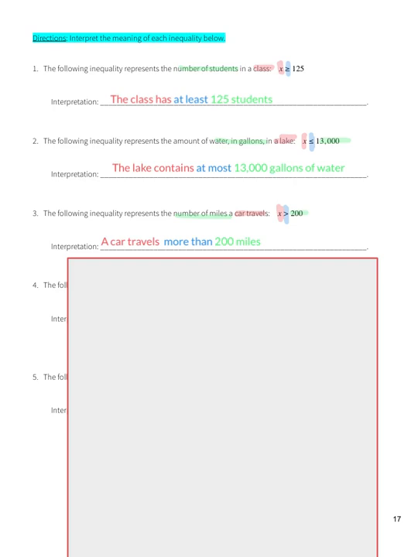Next one. All right, our variable, a car travels, so a car travels, that's X, more than 200 number of miles. So we're figuring the number of miles a car travels, so a car travels more than 200 miles.